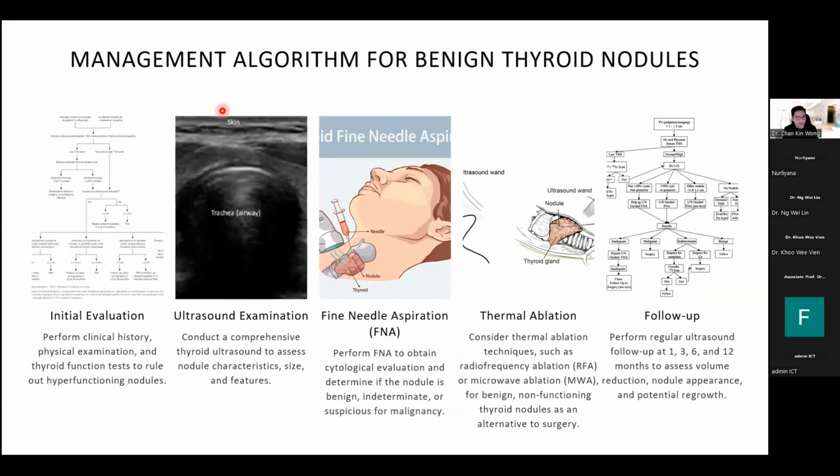This is a rough management algorithm for benign thyroid nodules. When you see the patient in the clinic, you perform your examination, clinical history, and biochemical tests, when you suspect a thyroid nodule. Then you send the patient for ultrasound, which confirms the thyroid nodule. If the patient agrees to ablation, you need to do 2 samples of FNAC to get 2 benign results. Once the benign results are out, you can go for ablation. After ablation, you follow up at 1, 3, 6, and 12 months to assess volume reduction, nodule appearance, and potential growth.